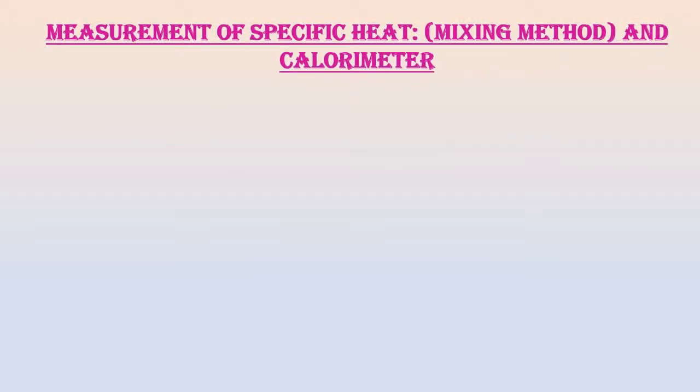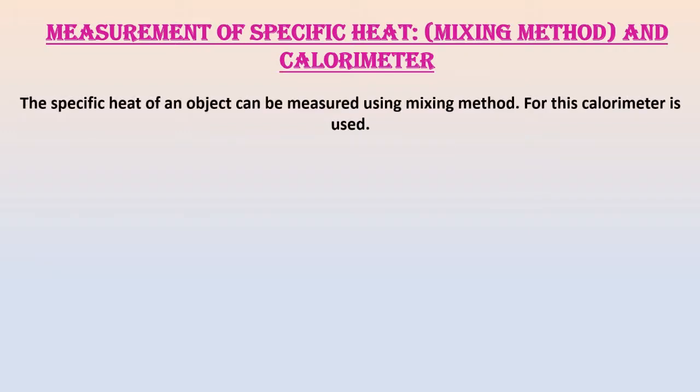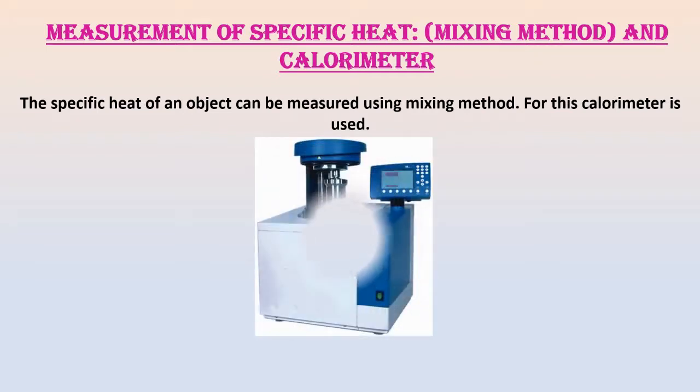Now let us understand the measurement of specific heat. Specific heat is measured by the mixing method and a calorimeter. The specific heat of an object can be measured using the mixing method, and we'll understand about this method in a later slide. For this, a calorimeter is used. Now, what is a calorimeter?